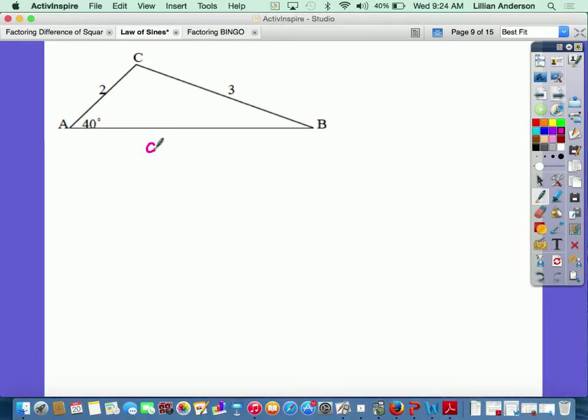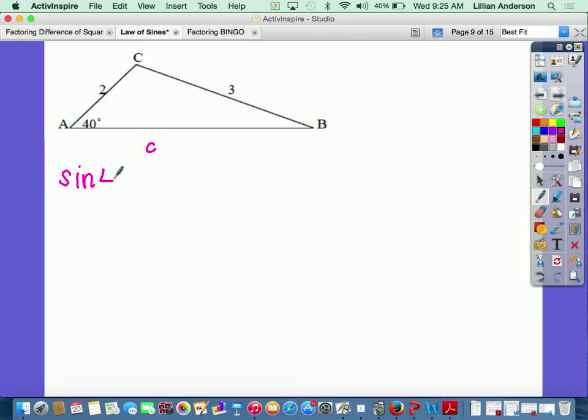We have C here. And this time we're looking for two angles and only one side. So what do you think would be the easiest thing for us to find first? Angle B. Because we know angle A and side A, and we know side B, so it would be in our best interest to find angle B first. So let's set it up.